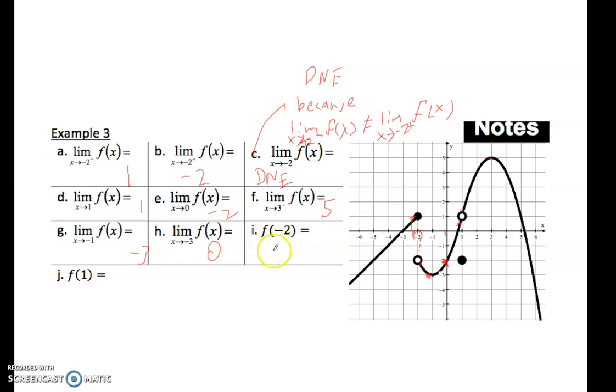And for f of -2, I just take that black dot. So I find that black dot. So we're looking for the black dot if we're looking at a piecewise function. And that y value would be 1. And f of 1, well, that y value skips down to -2.